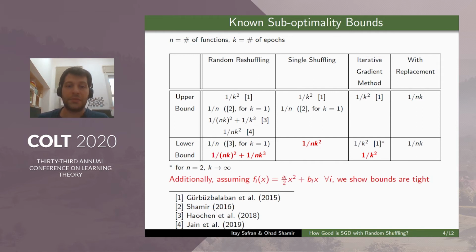Additionally, if we make the strong assumption that the functions we optimize over are univariate quadratics, then we also show that the lower bounds we have for single shuffling and random reshuffling are in fact tight. That is, they match the lower bounds we derived.